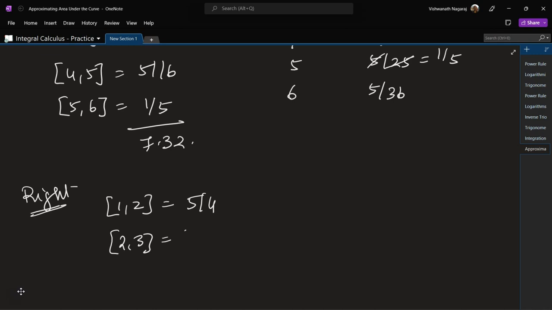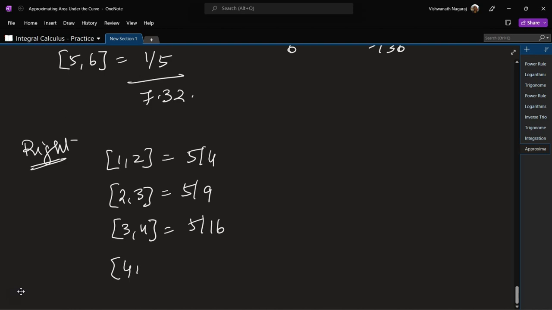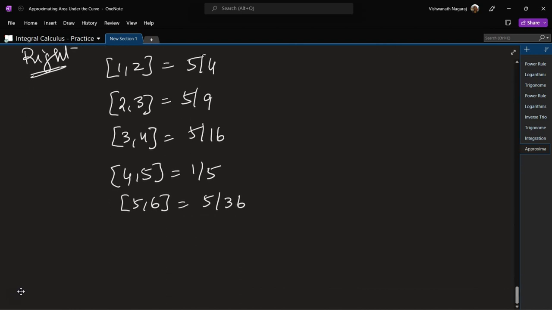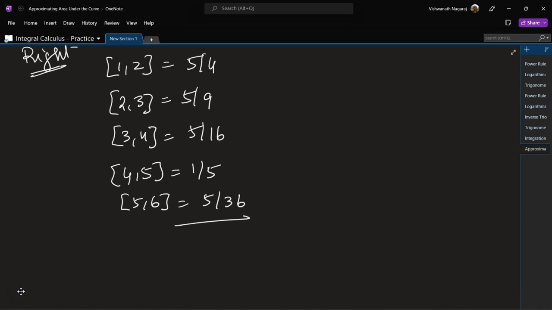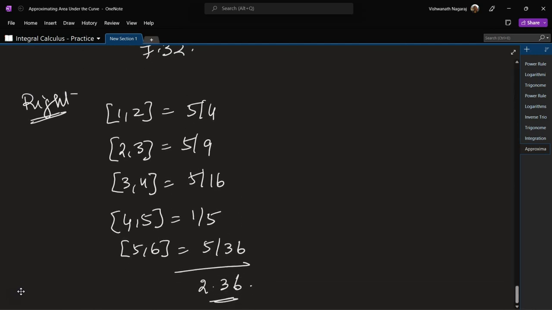Okay, now if we take the right endpoint, we get 1 to 2, 5 by 4. 2 to 3 would be 5 by 9. 3 to 4 would be 5 by 16. 4 to 5 would be 5 by 25, that is 1 by 5. And 5 to 6 would be 5 by 36. And if we add it all up, we get 2.36. So again, a big difference in the approximations.